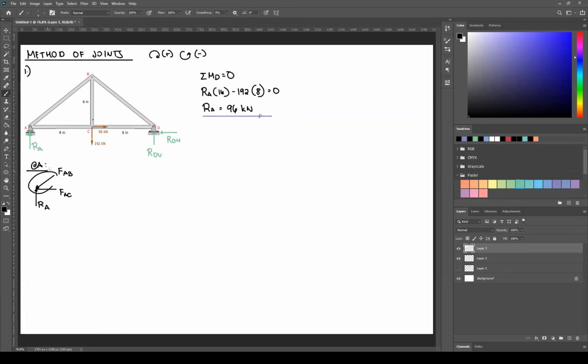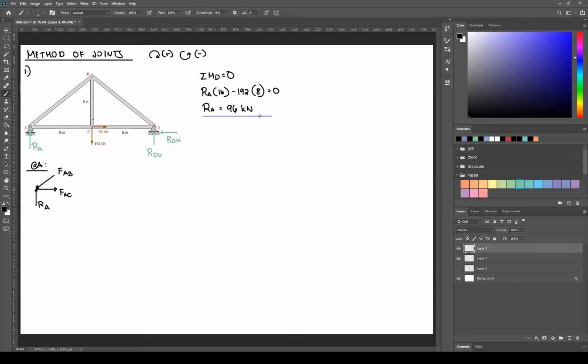Now I have a force to the left because this is how I drew my direction. Therefore, I need a force to the right to balance that out, to put this into equilibrium. And I'll get that force to the right from my FAC. So I'll draw this to the right. Okay, so that's how you make intelligent assumptions.